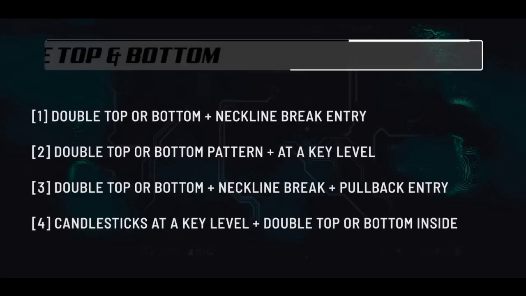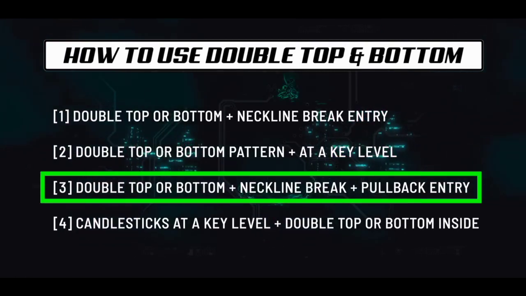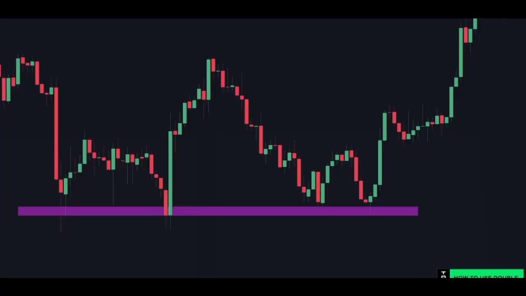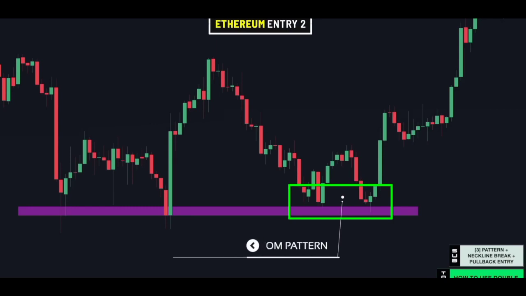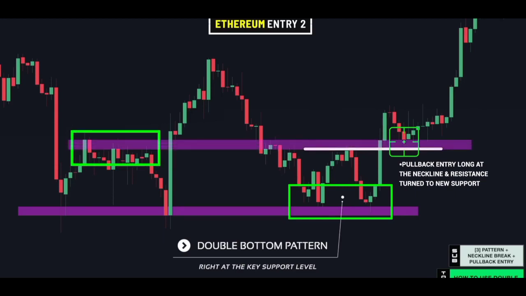So moving on to the third variation. A double top or double bottom pattern, but instead of taking the breakout entry, waiting for a pullback entry. So back to the Ethereum example we just covered. You had your double bottom pattern, neckline break, but instead of taking the breakout entry, there was a second long entry on the pullback to the new support level. This is actually a very good level because it was formed way back here.